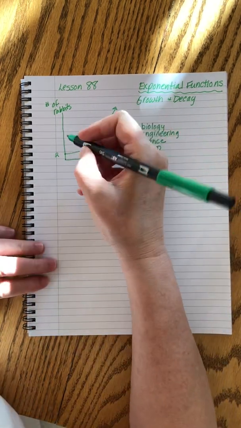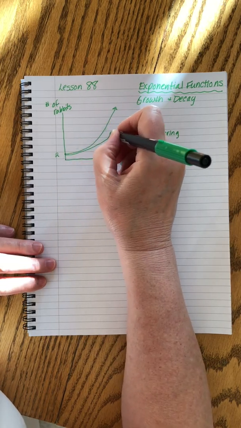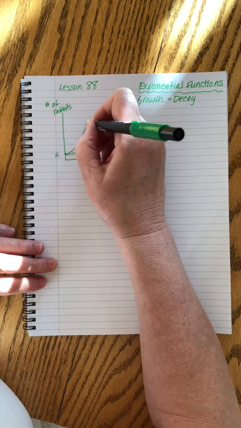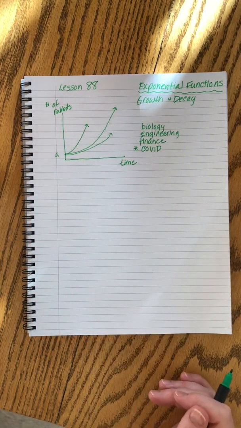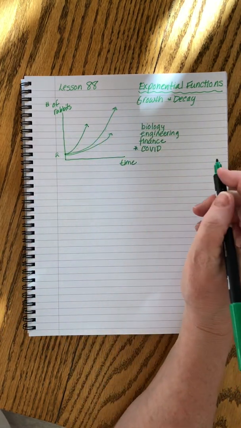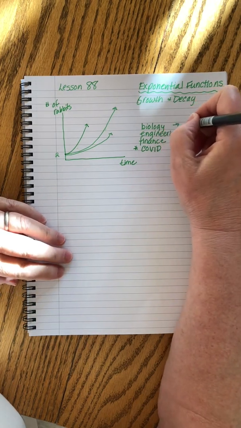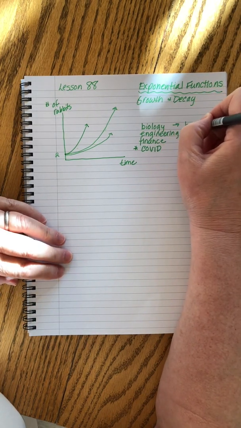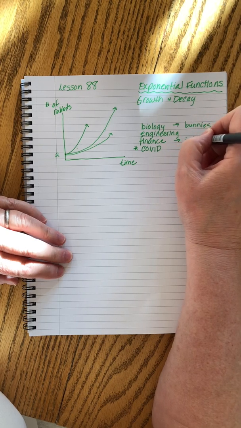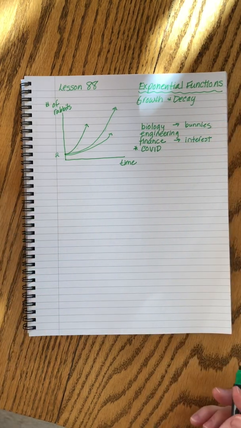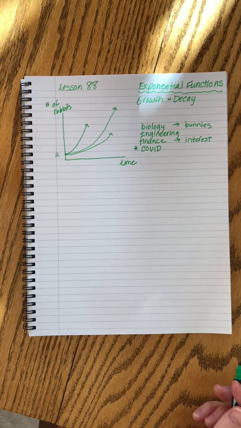So it doesn't always go up at the same angle. Some curves are a little flatter, some are a little higher. We'll see what causes that in a minute. But those are some examples. Biology, it's the bunnies, right? Finance, it's the interest that you either earn or pay on something. Those are just some specific examples.